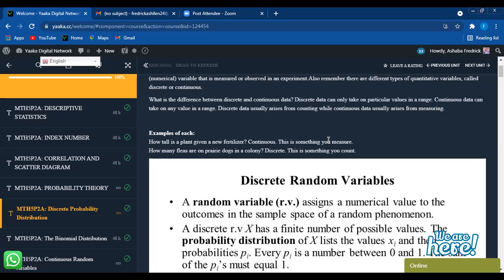Something that you cannot specify, because when you are trying to measure a tree using a ruler, the ruler has decimal points in it, that is why we call it continuous. It is something that cannot be counted, so here we shall regard it as continuous.